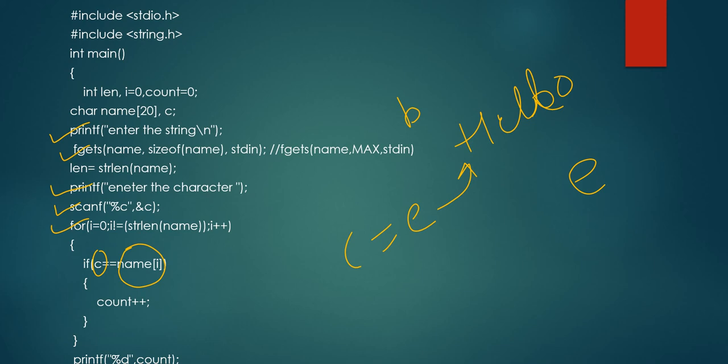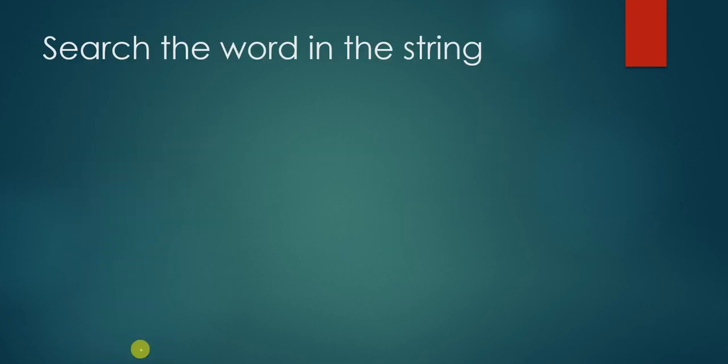E will be compared with H. Is it equal? No, it is not equal. E will be compared with name of 1, which is E. Is it equal? Yes, it is equal. So count will be increased by 1. Then name of 2 will be compared. Is it equal? No. So if the given character is present, the count will keep incrementing, or else the count won't increment. At the end, once the string length is reached, that is, the end of the string is encountered, it will come out of the loop and print the value of count.